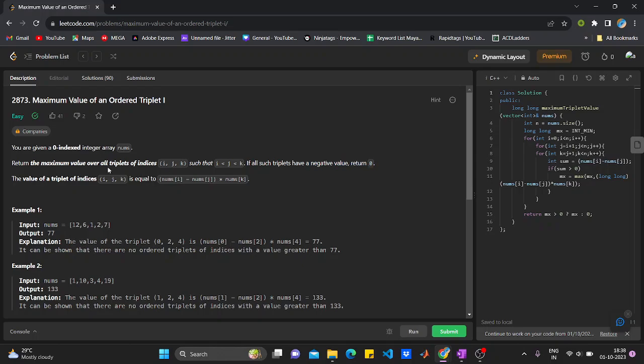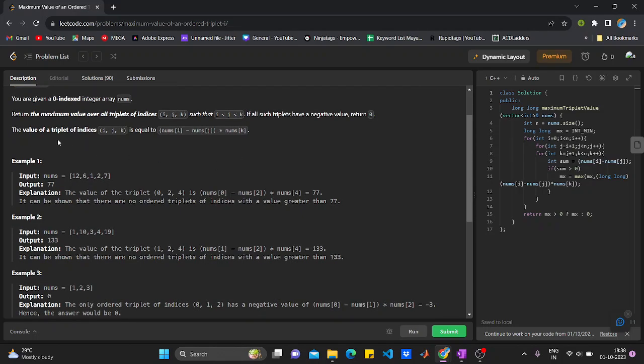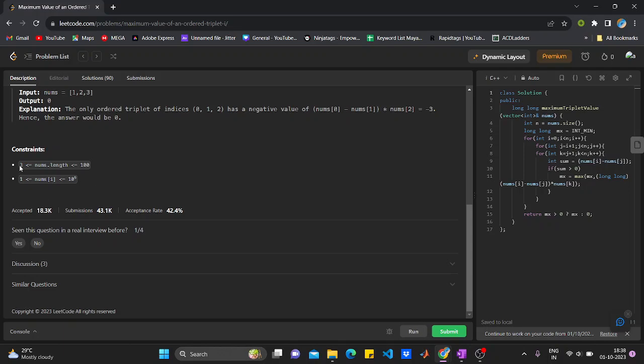So what is the condition for the triplets? The triplets should be such that the indices satisfy i less than j, less than k. I will be explaining this. The value of the triplet of indices is equal to this big expression. Okay, so let's see the constraints.